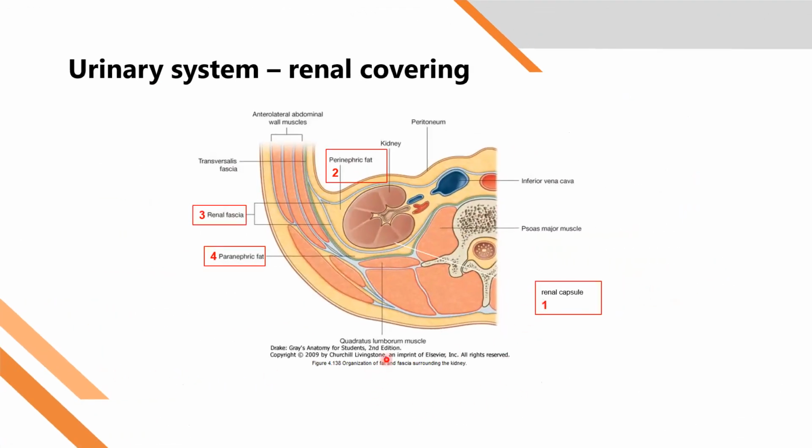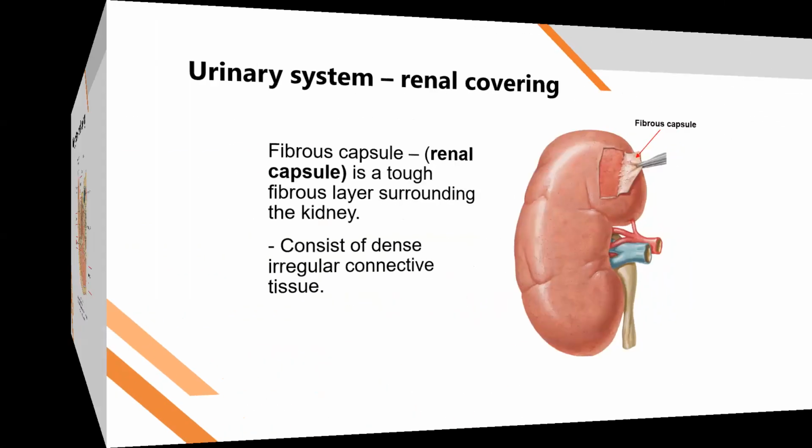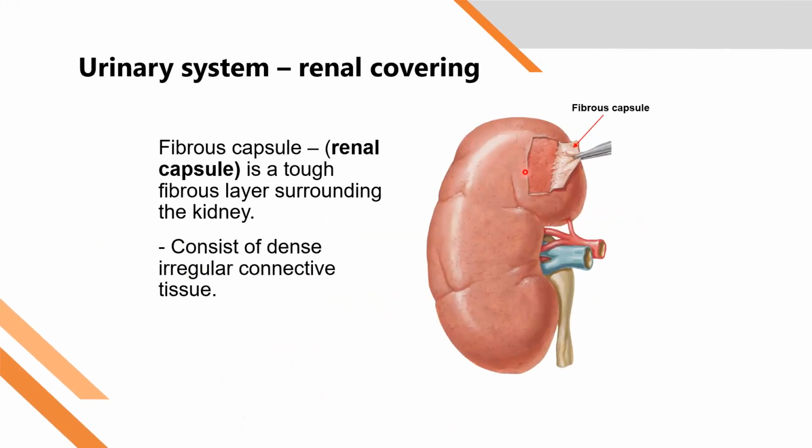Okay, this is again a picture showing the renal covering. You have the renal capsule, and then the perinephric fat, and then the renal fascia or Gerota's fascia, and the most outer is the paranephric fat. Okay. Let's go one by one.